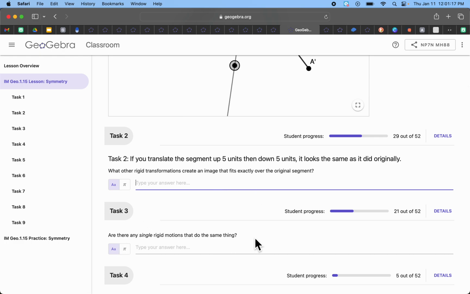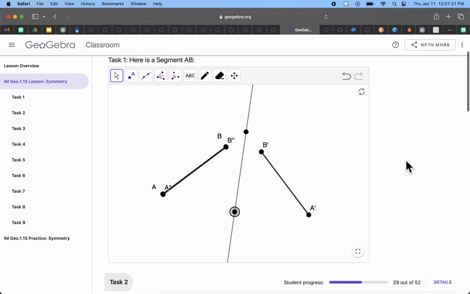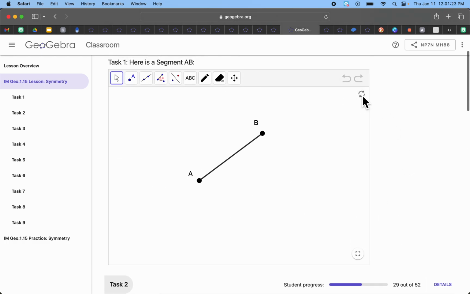Let's look at task number 3. Are there any single rigid motions that do the same thing? So in other words, instead of a 2-step process, can we get this thing to land on itself? Okay, and how do we do that? Well, let's think.